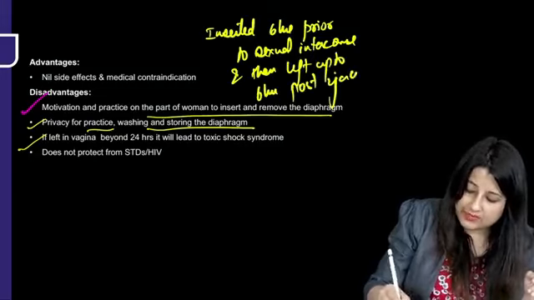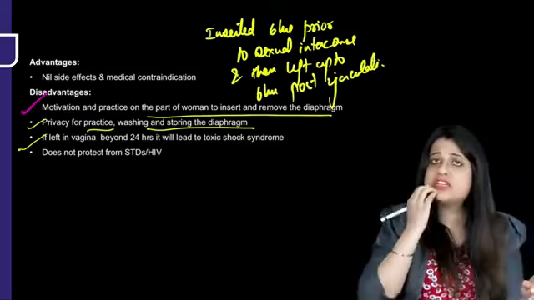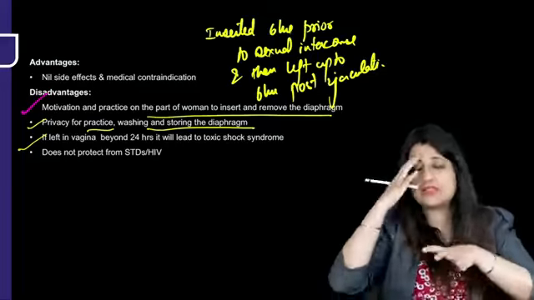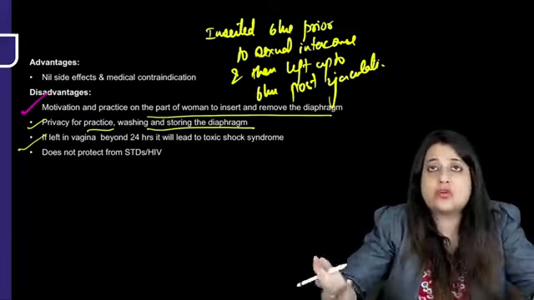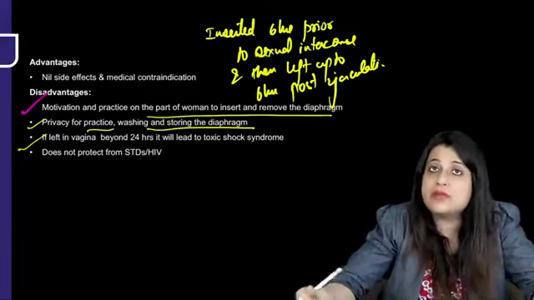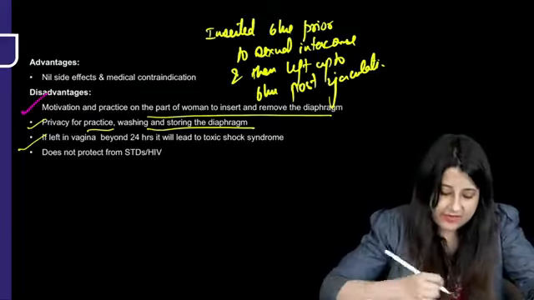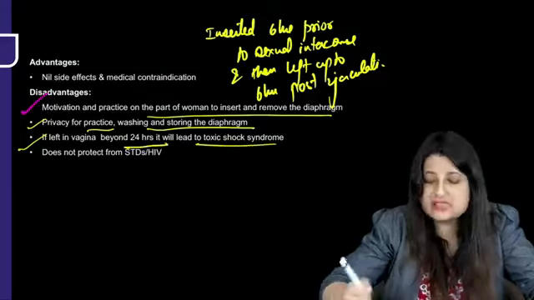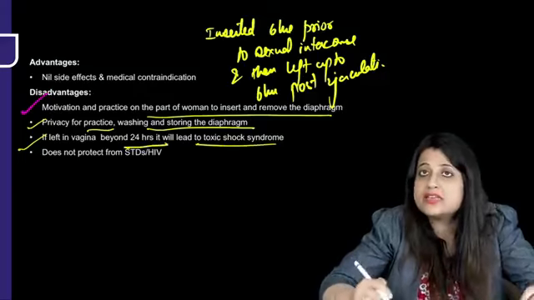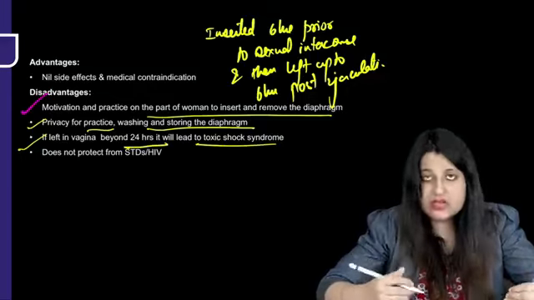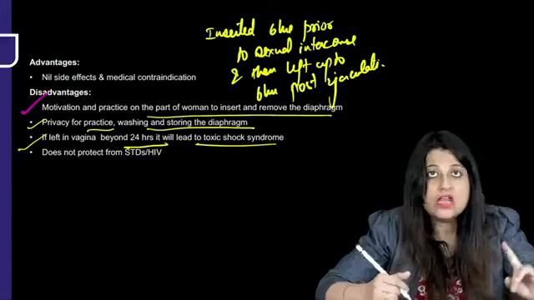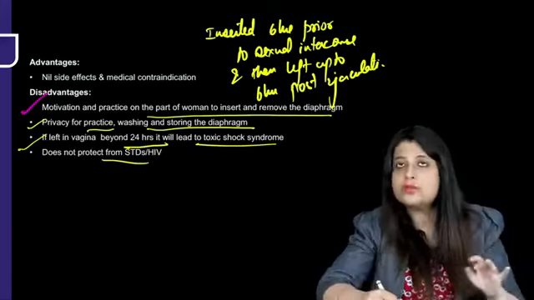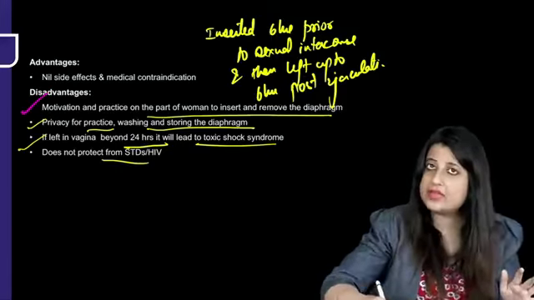And now what happens? A woman forgets to take it out. Okay, she doesn't take it out after 10 hours, 12 hours, and then she remembers at the end. Or she does not take it out even by 24 hours. Then if left in the vagina beyond 24 hours, it will lead to toxic shock syndrome. So you can get a question: a woman was using a contraception and she reportedly died. So what could be the cause? So this is it. Also, one more thing, it does not protect from STDs and HIV.